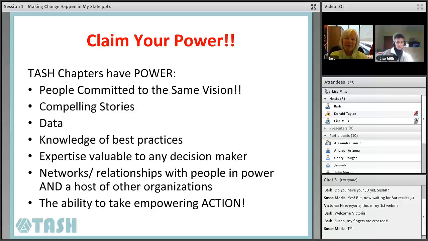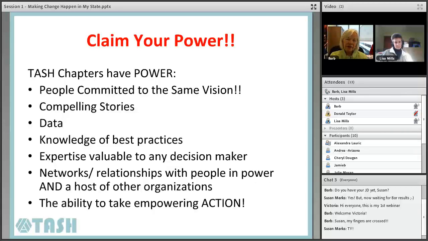More power than I think we realize. TASH was one of the main instigators of so much of the change that we've seen happen at the federal level. What we need to do now is really turn our attention to the state level. We have networks of people who share our same vision.